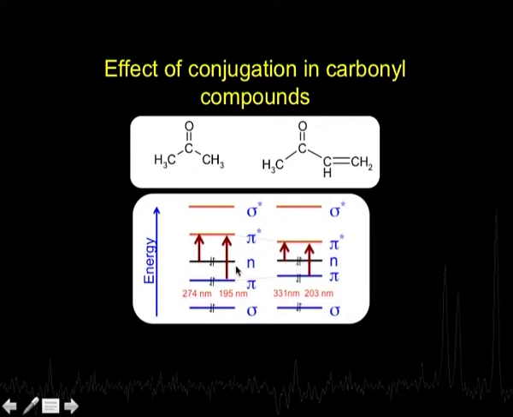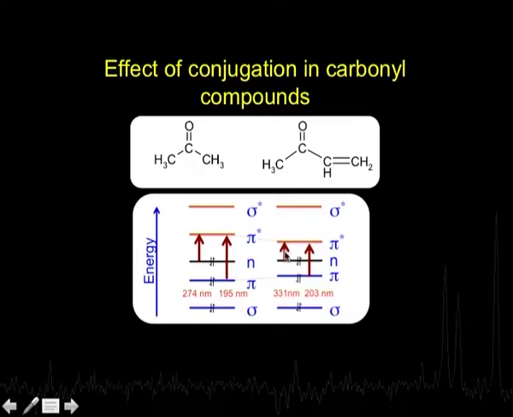As a consequence, the energies of both these transitions change. Say pi to pi star was from here to here. Now since this level has become stabler, its energy has decreased, and for this level energy is increased. So this transition will be of low energy. Low energy means it will go to higher wavelength. We find that it is observed around 203 nanometers, which comes in the UV visible range.